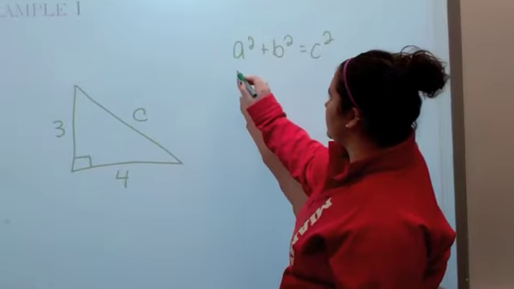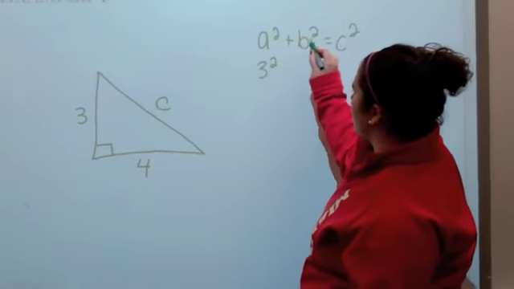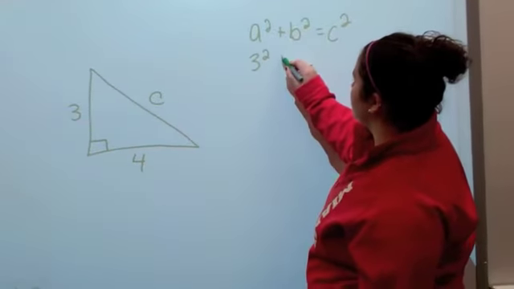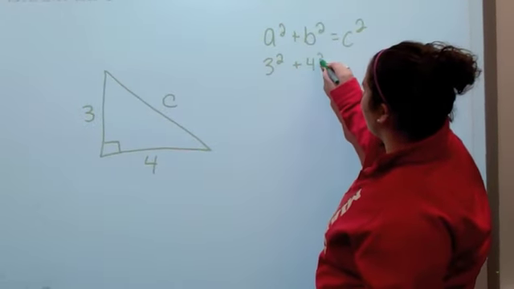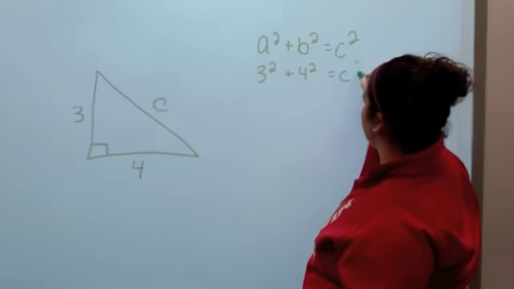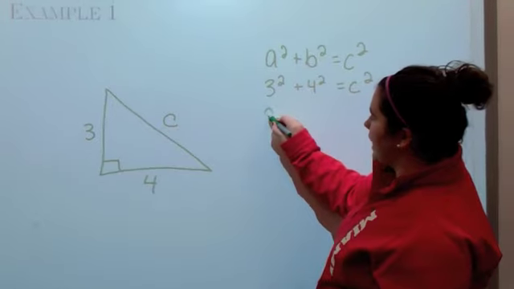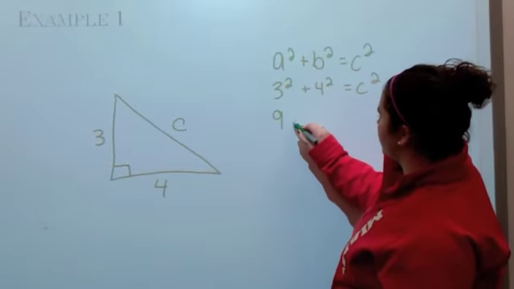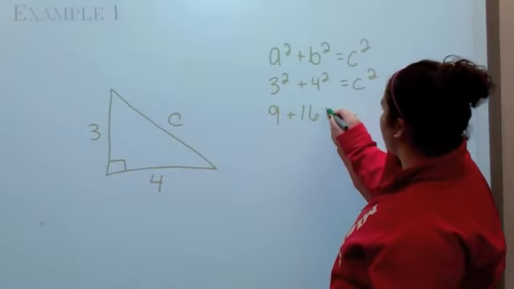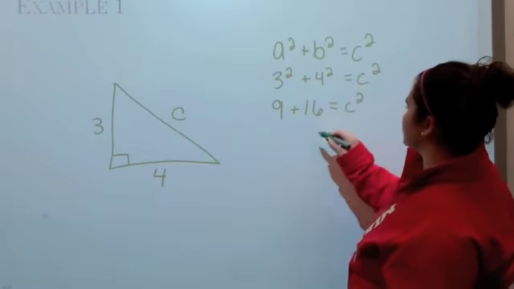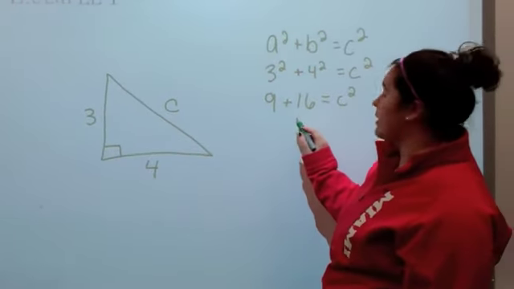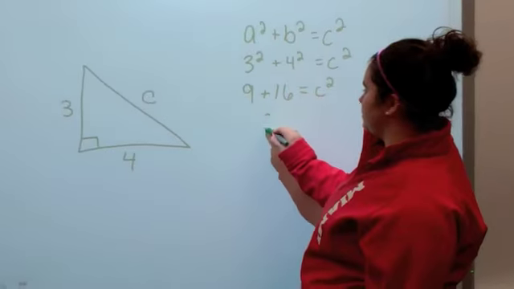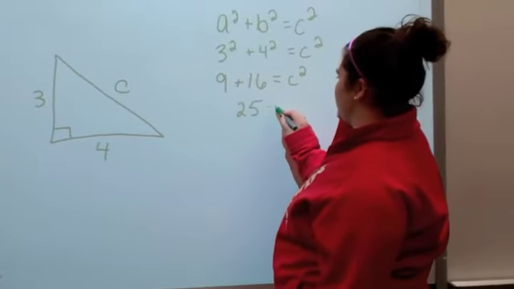So our a squared is 3 squared, our b squared is 4 squared, and we are still trying to solve for c squared. So 3 squared equals 9, and 4 squared equals 16, and that equals c squared. Now adding these two together, we get that 9 plus 16 equals 25, which equals c squared.